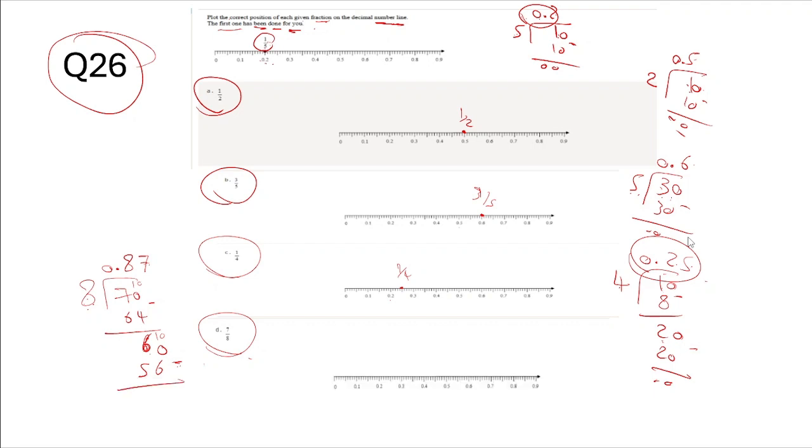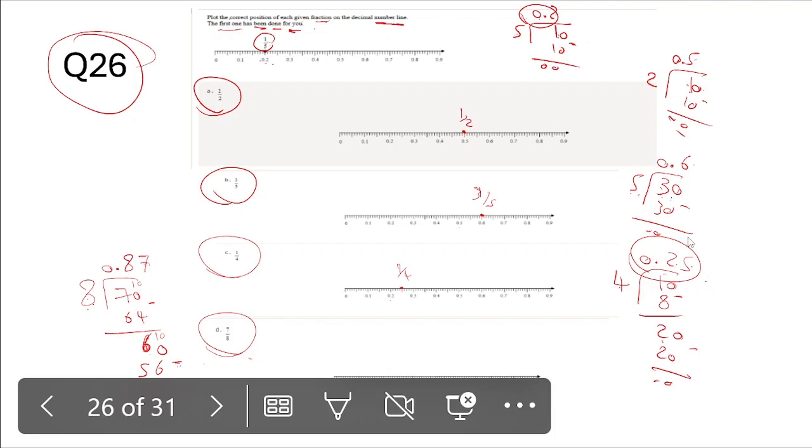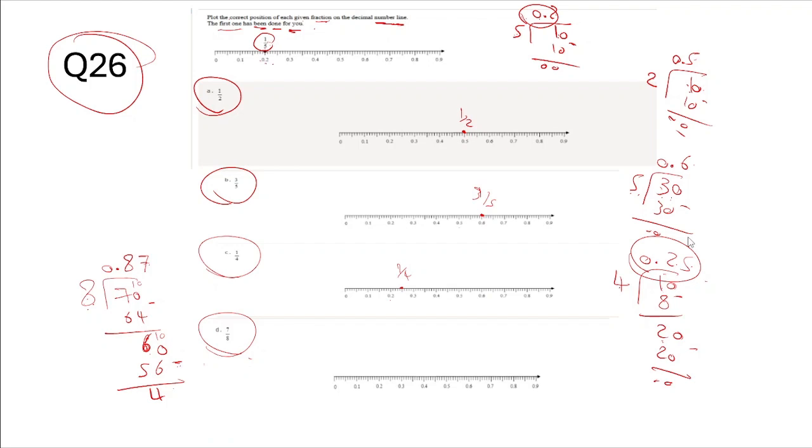So this will be 4. So it will be 40. 40 divided by 8 is 5. 5 by 8 is 40, and so on. So the answer will be 0.875.